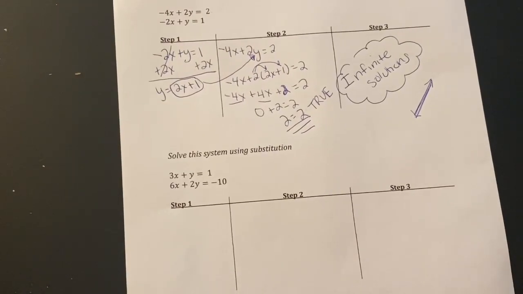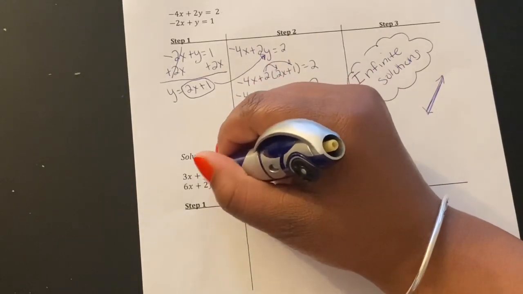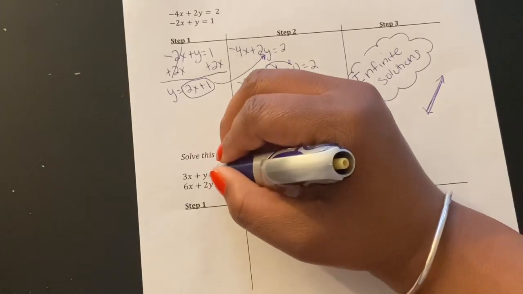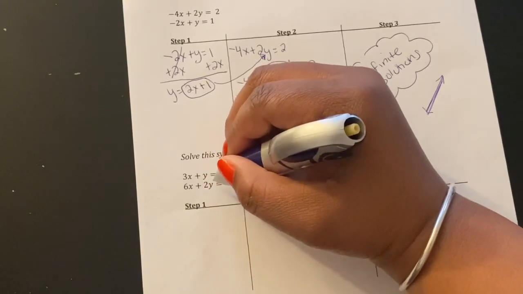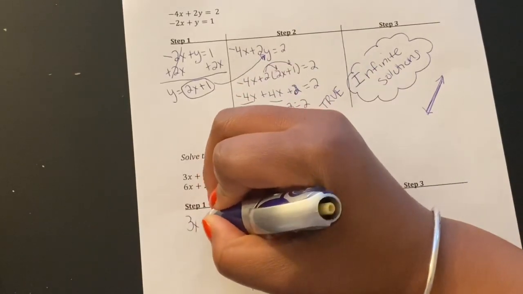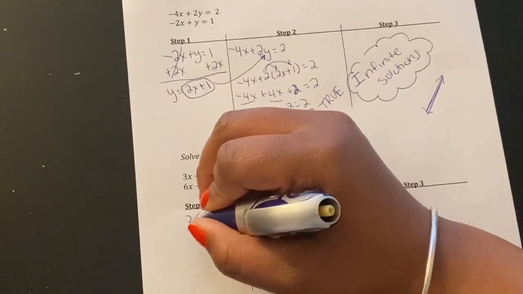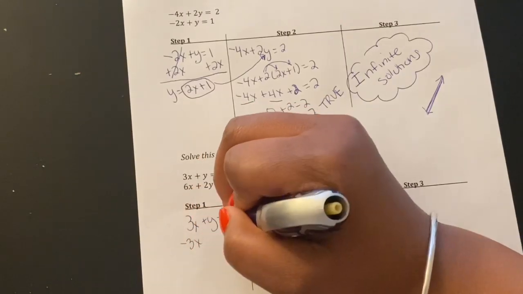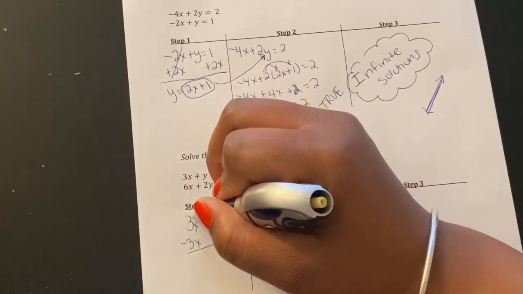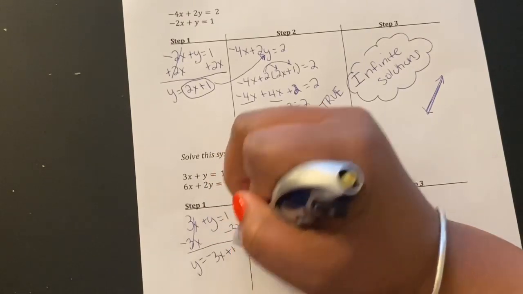Let's solve this system. I have 3x plus y equals 1, and I have 6x plus 2y equals negative 10. For my first step, which says to solve one of them for y, I'm going to solve the first one because it looks like it's easier. I have 3x plus y is equal to 1. I'm going to get rid of this 3x by subtracting it on both sides. Therefore, y equals negative 3x plus 1.